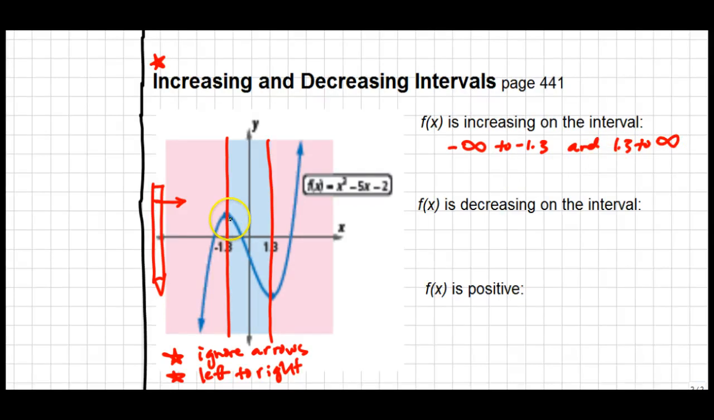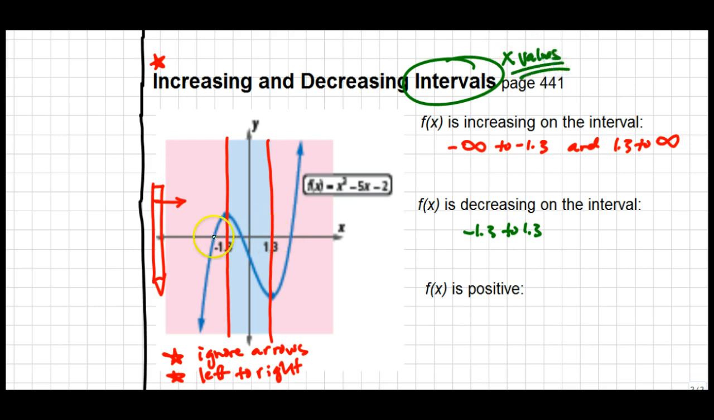As you drag your pencil from left to right, just in the blue section, if you drag it vertically, you're going to see that the line here to here is decreasing, or going down. So the decreasing interval here is from negative 1.3 to 1.3. Keep in mind here that when you're doing intervals, you're giving your answers for the x values.